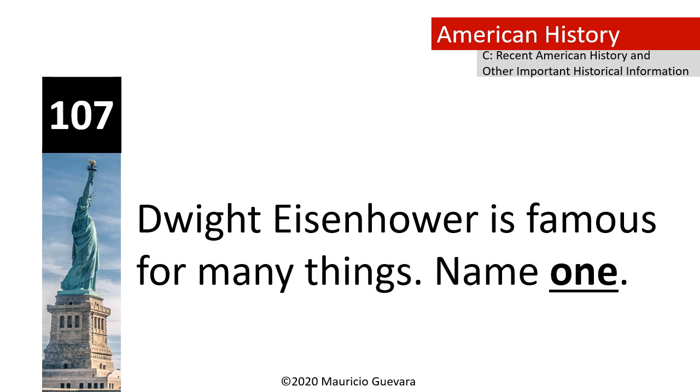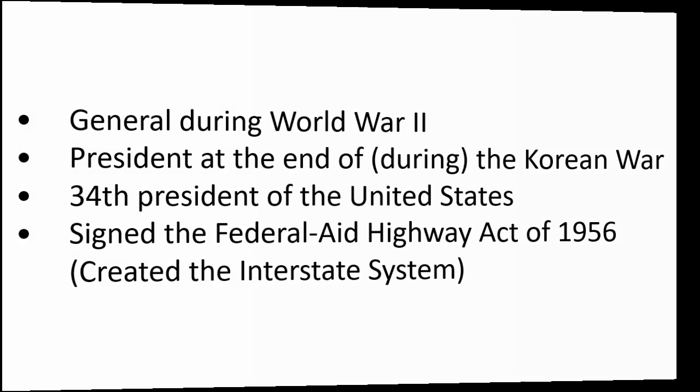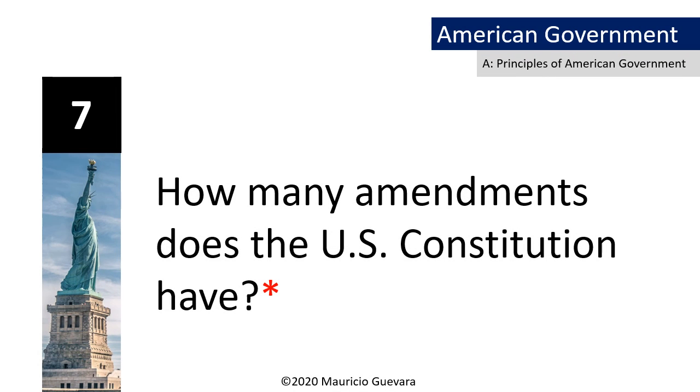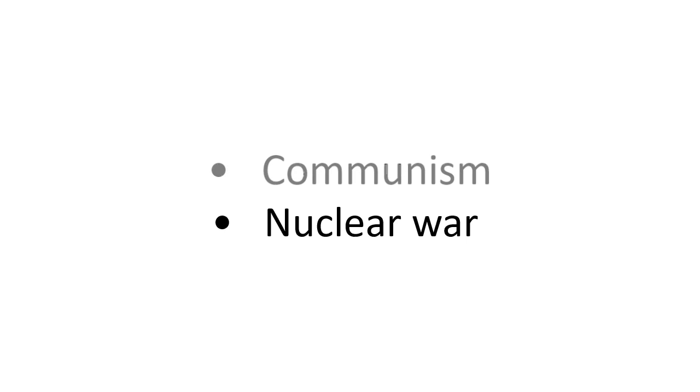Dwight Eisenhower is famous for many things. Name one. General during World War II. How many amendments does the U.S. Constitution have? 27. During the Cold War, what was one main concern of the United States? Communism.